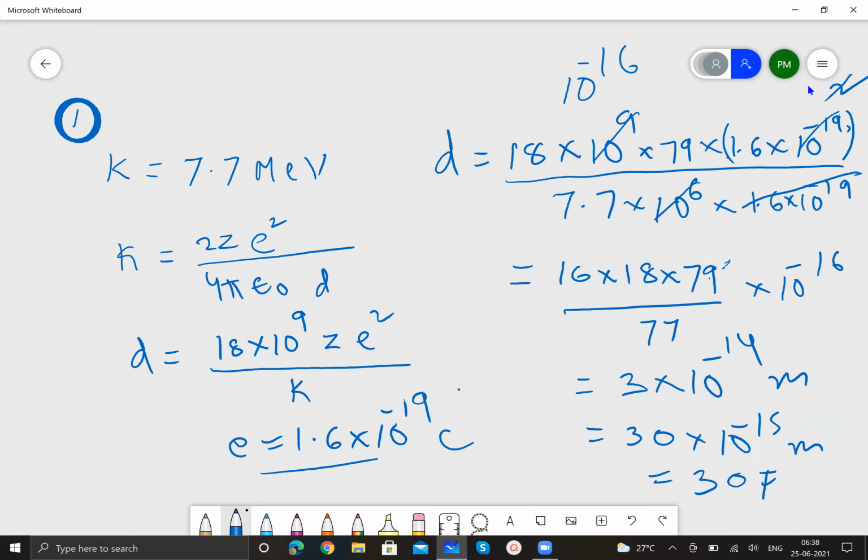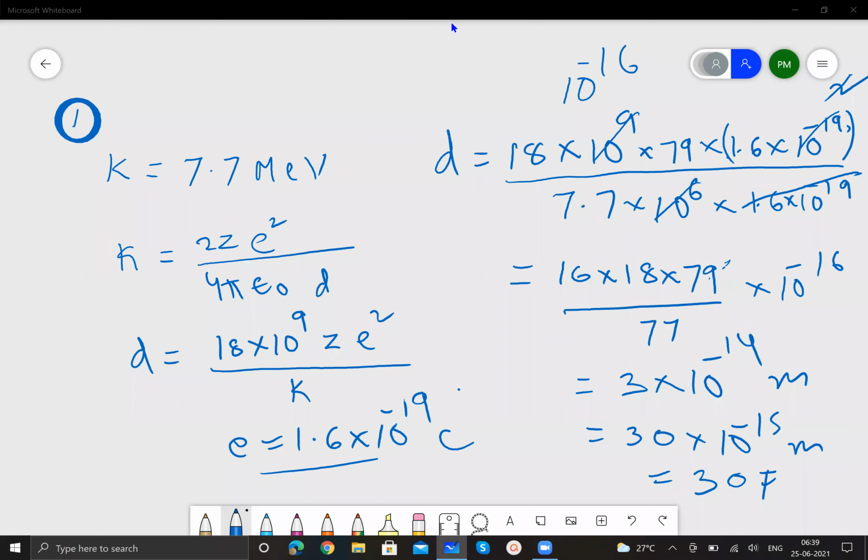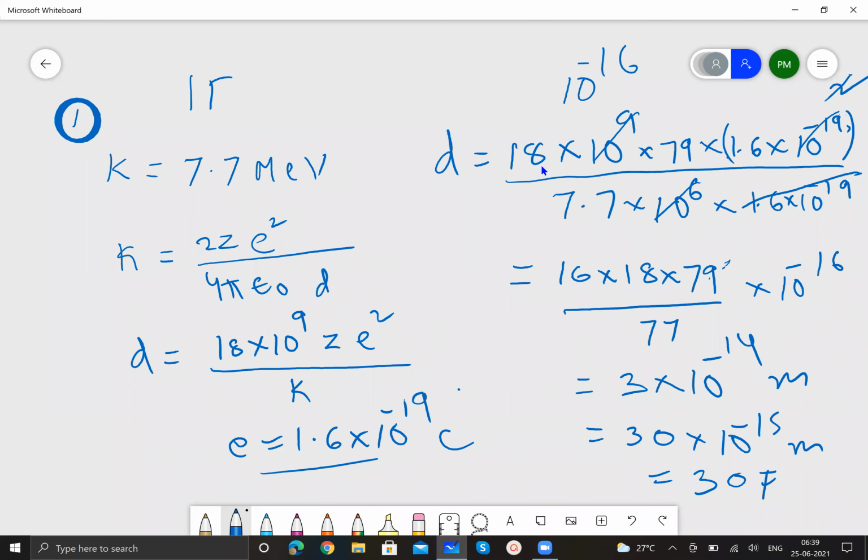Shall we go to the next problem? One of you should tell me. Sir, what is the unit for Fermi? One Fermi is 10 to the power of minus 15 meters. Just as angstrom is used to express wavelengths, Fermi is used to express nuclear distances. Okay, sir.